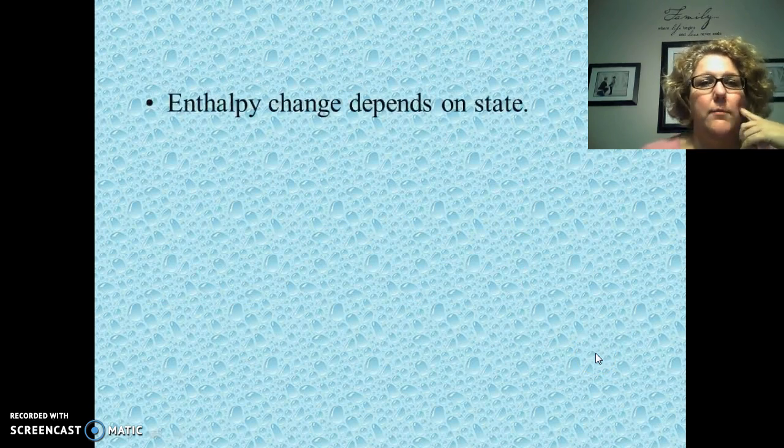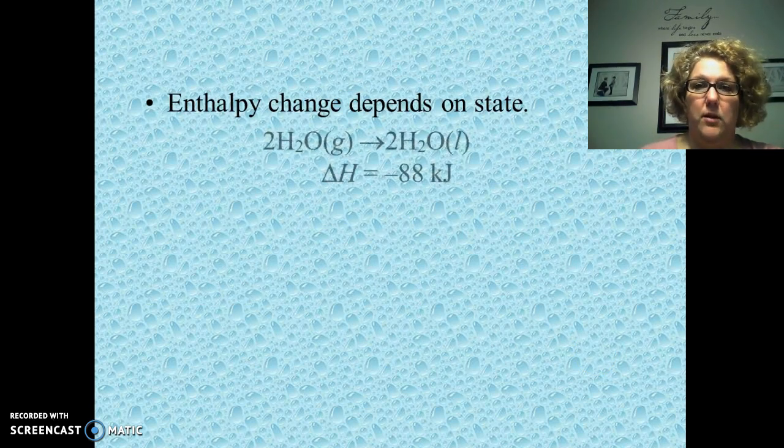All right, so as I said, enthalpy does depend on state, okay? Gaseous water, steam, has a lot more energy. It's a gas. Gases are the highest energy particles, and then solid would be the lowest with liquid in the middle. So to turn a gas into a liquid, that liquid has less energy than a gas does. You would have to remove some energy, okay? So to cool steam down into a liquid, you would have to remove 88 kilojoules.